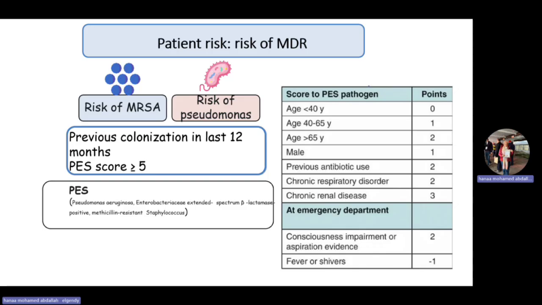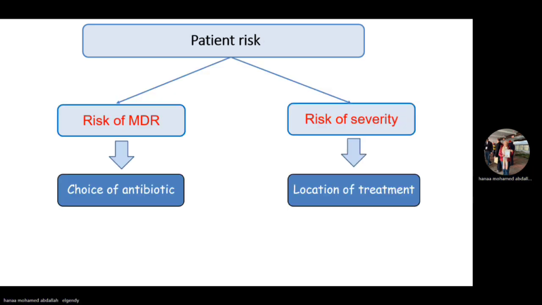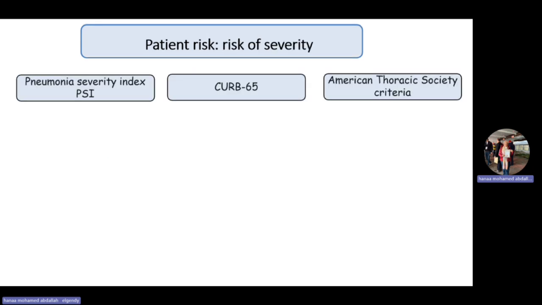At emergency departments, we might find impairment of the conscious level or agitation, but fever or shivering is not common in patients with MDR bacterial resistance. So for the patient risk factors, we can use more than one risk factor, and each risk factor will classify where to treat the patient.